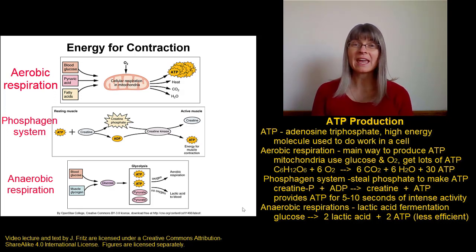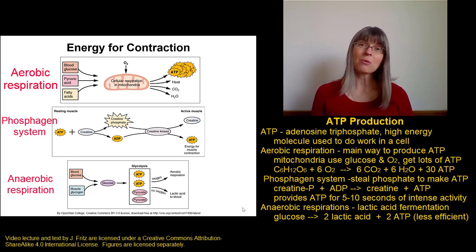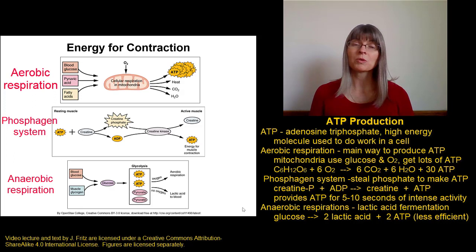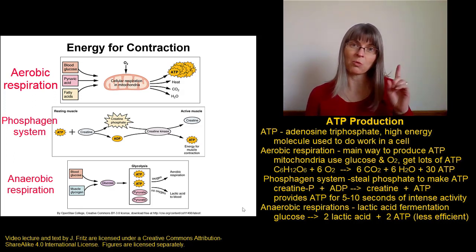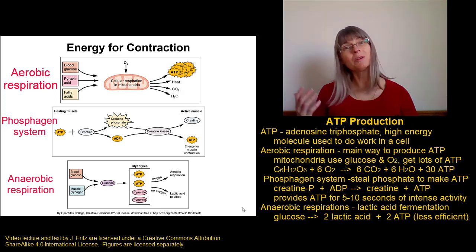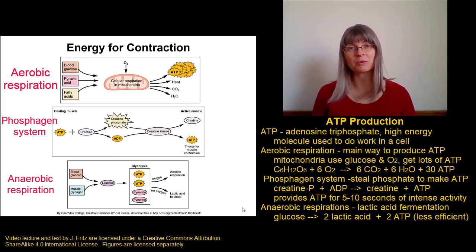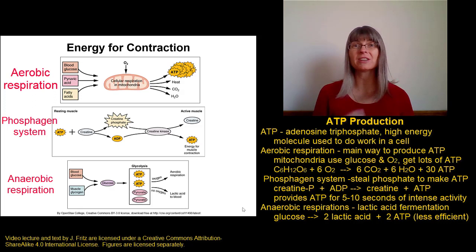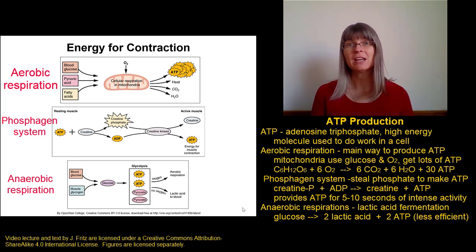When we do this, we gain 2 molecules of ATP. So we manage to make a little bit of ATP, which is what we're going for. However, if we compare, when we're using aerobic respiration, that one glucose gives us 30 molecules of ATP. But when we're using anaerobic respiration, 1 molecule of glucose only gives us 2 molecules of ATP. So it's definitely not the most efficient way to make ATP.